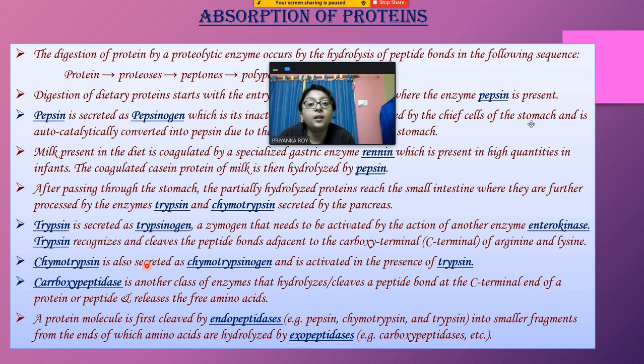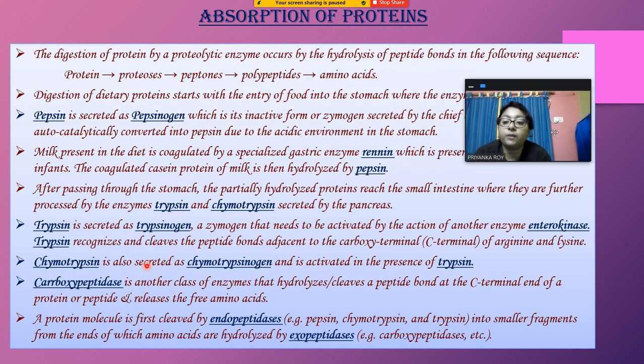That is secreted by the pancreas, and it enters the duodenum via the common pancreatic duct. Now, the trypsin is secreted as trypsinogen. Similarly, a zymogen that needs to be activated by the action of another enzyme called enterokinase. Now, enterokinase activates this trypsinogen and converts it into active trypsin. So, trypsin recognizes and cleaves the peptide bonds adjacent to the C-terminal of arginine and lysine. So, it has a specific location where it goes and cleaves those bonds.